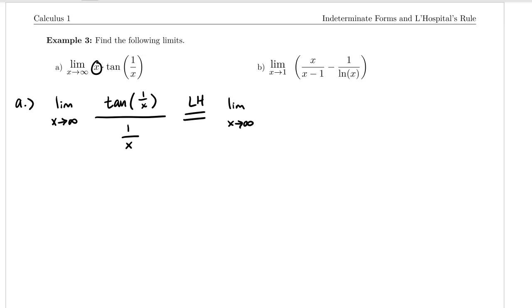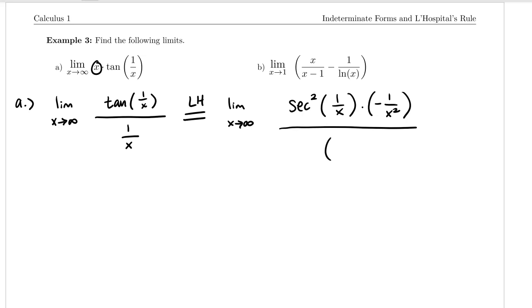And so I want to take the derivative of tangent of 1 over x. That's going to be secant squared of 1 over x. And then I need to use chain rule and multiply by the derivative of the inner function, which is going to be negative 1 over x squared. And then from here, I want to take the derivative of our denominator, which is 1 over x. If I took that derivative, it would give me negative 1 over x squared.